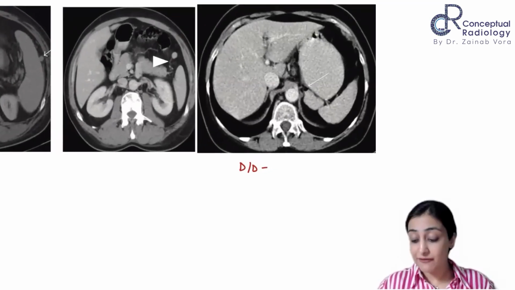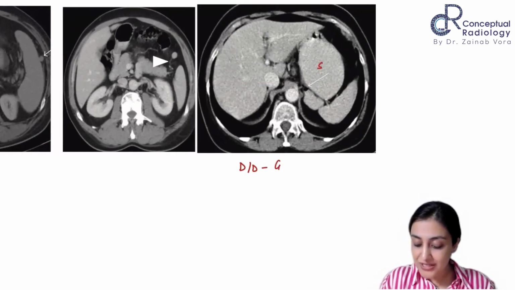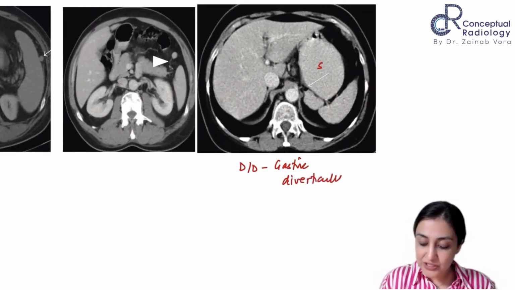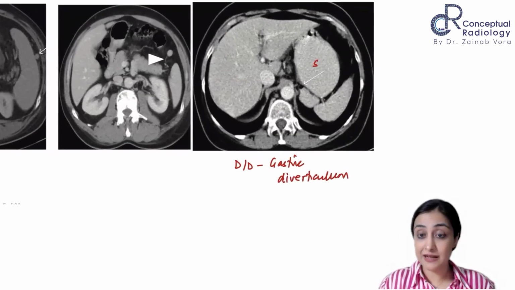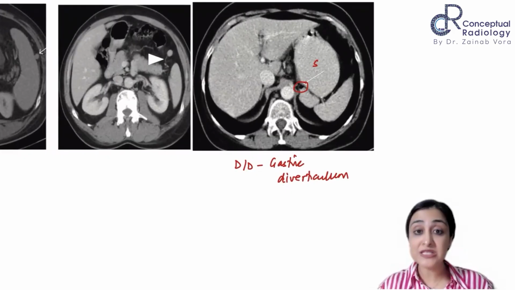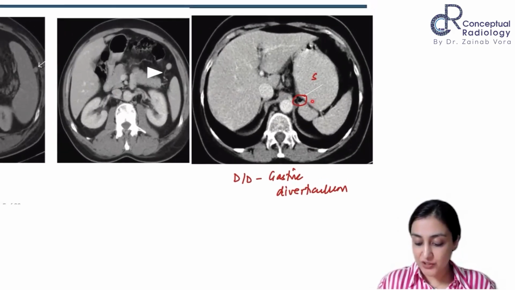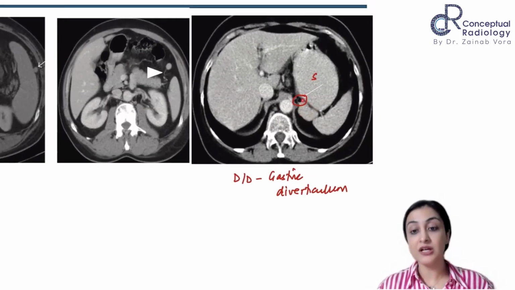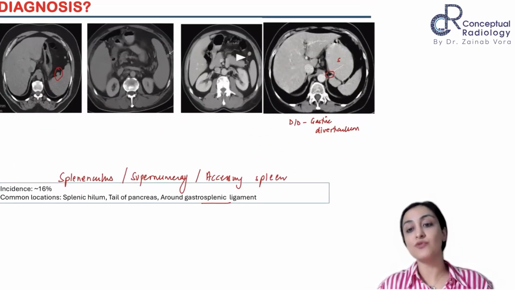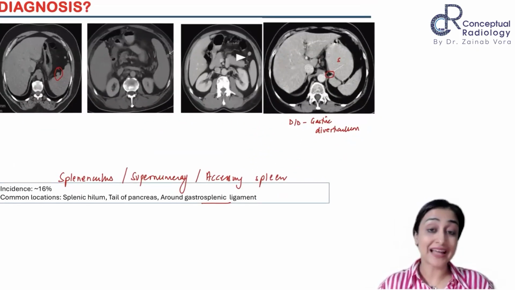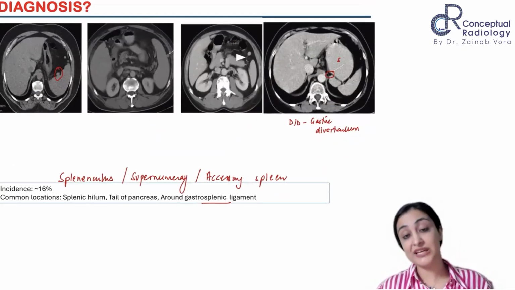What will this be? Nobody's answering. When you have an air focus, what could it be? It's near the stomach. So it's a gastric diverticulum, isn't it? So a gastric diverticulum can mimic a splenunculus. And what gives it away? Air. Air will not be seen in a spleen, isn't it? So this must be a diverticulum arising from the stomach, right? So that is one very interesting case here that can pass off as a splenunculus. So you have to be careful here.